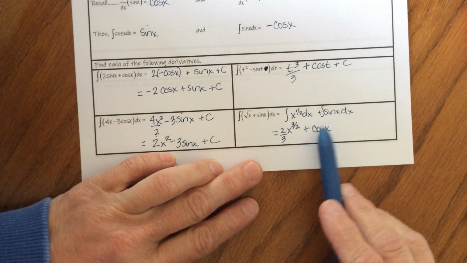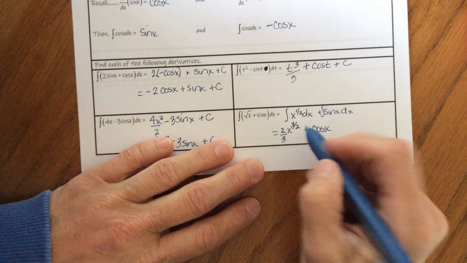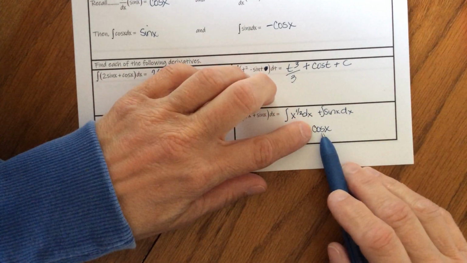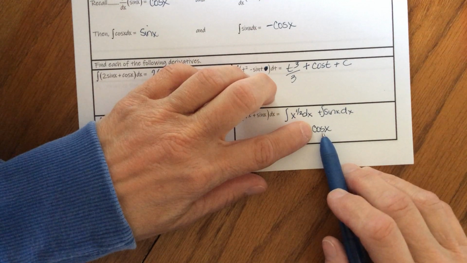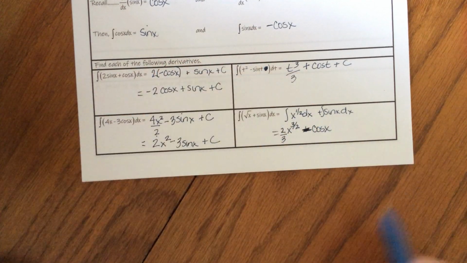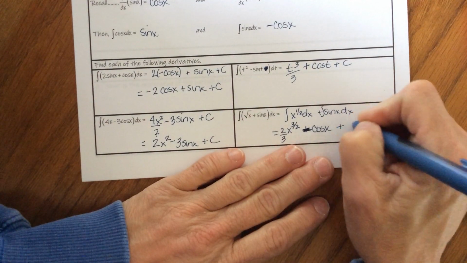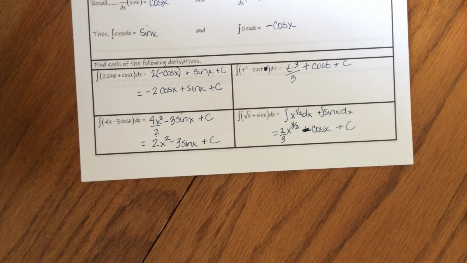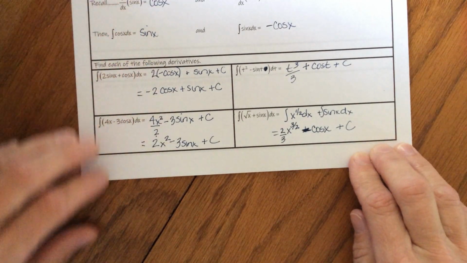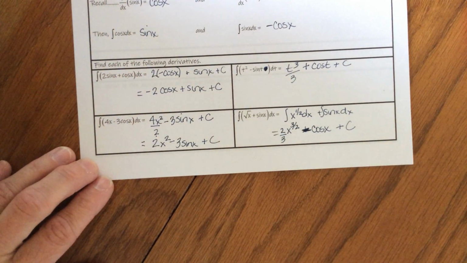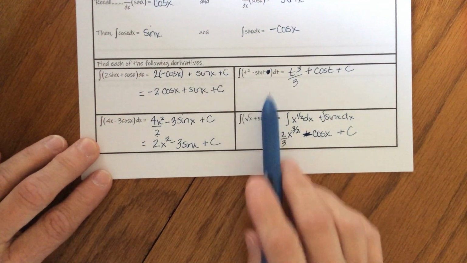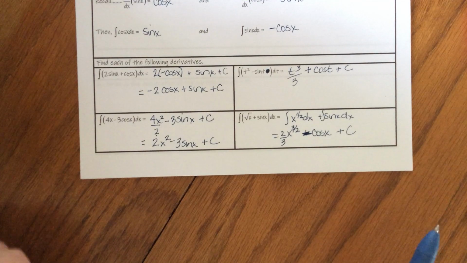And that needs to be subtracting. The derivative of cosine is negative sine. So in order for us to have a plus sign there, that would have to be negative. And then plus c. So finding the antiderivative is basically finding the function whose derivative is given.